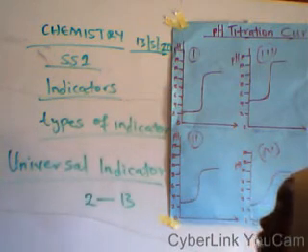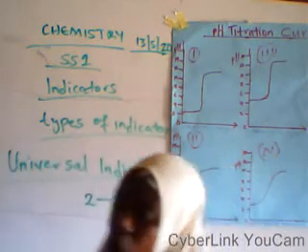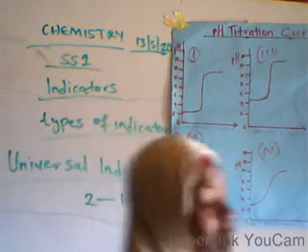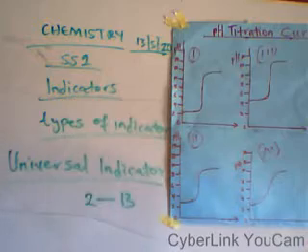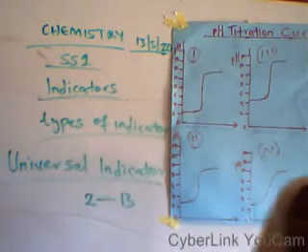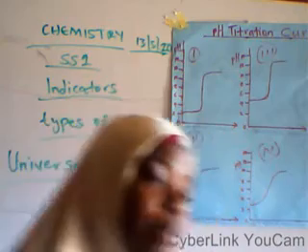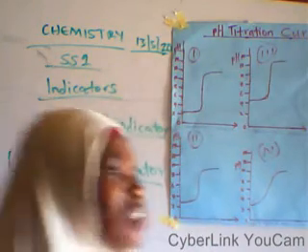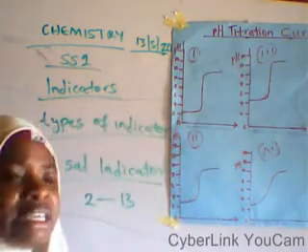Another thing we are going to look at is properties of indicators. One of the properties of indicators is that they are cheap. That is one of the properties. They are also non-toxic. That is number 2.